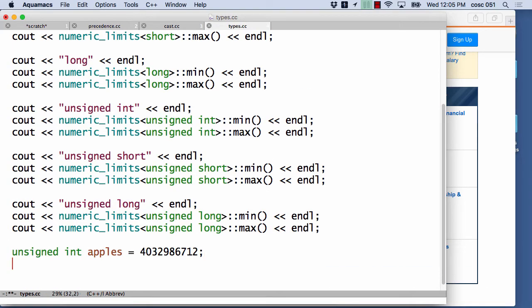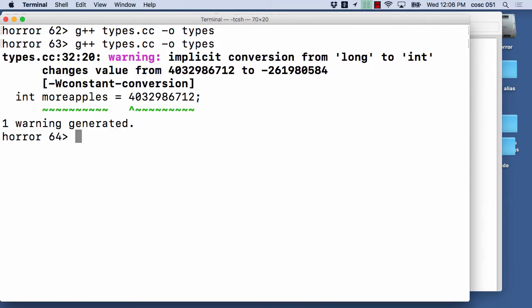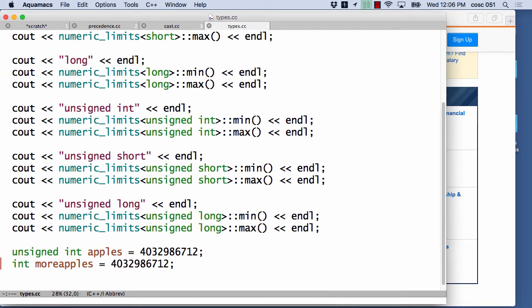If I try to do the same thing with an int for more apples, it will probably give me a compiler warning because that number is too big. And it's going to do some stuff behind the scenes to make that work for us. It actually says it's making it a long instead of an int. But you don't want to do that. Question? Why would you not just choose to use long for everything? Okay, so the question is, why wouldn't you use long for everything? The answer is that you should probably use long for everything, either long or unsigned long.